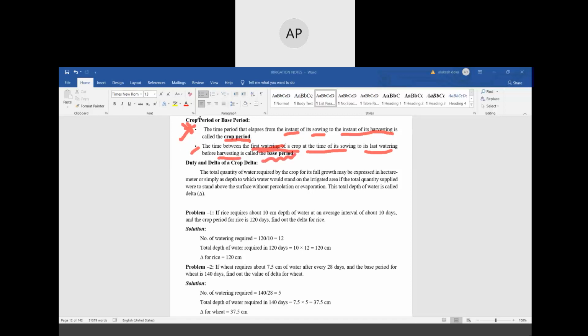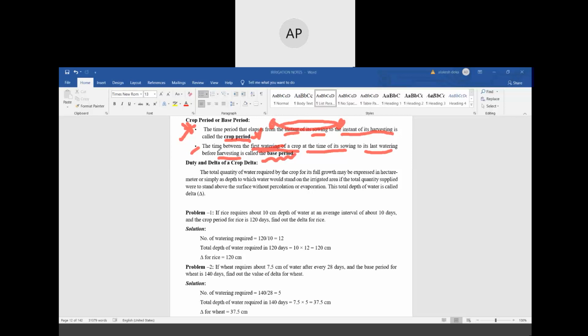These are the two important definitions, crop period and base period. What is crop period? It is the time period from the instant of its sowing to the instant of its harvesting. That is the entire period from the sowing to the harvesting. That period is called crop period.